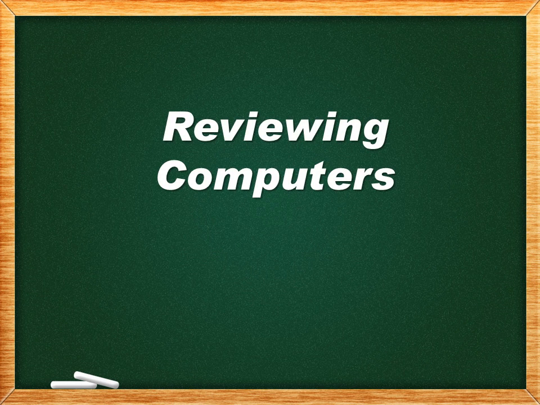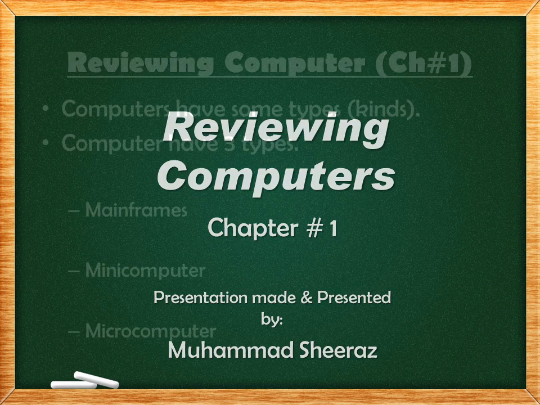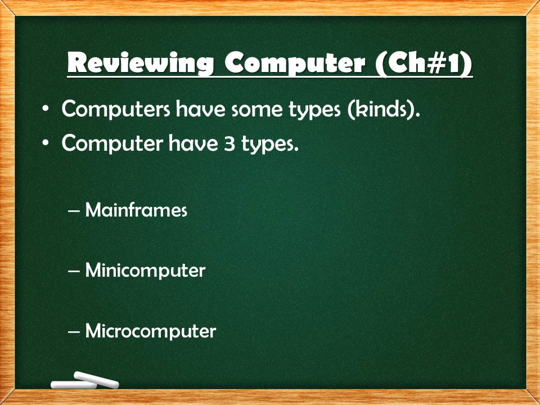The chapter name is Reviewing Computers. This is chapter number 1 for class 4. Computers have some types and kinds. Types and kinds are both the same words, used interchangeably.